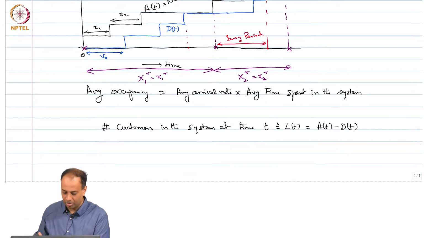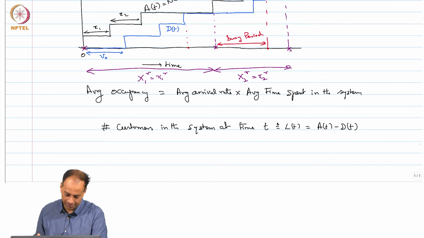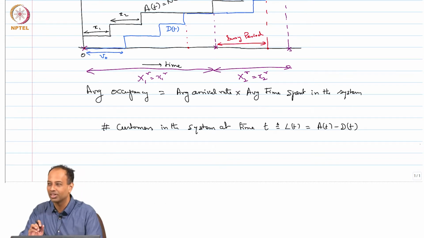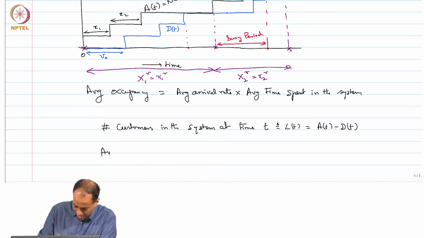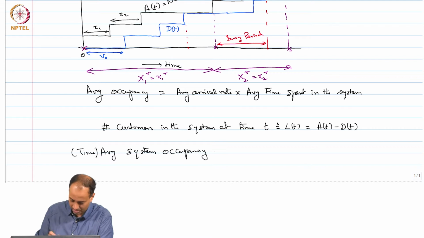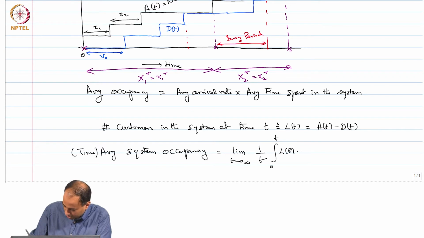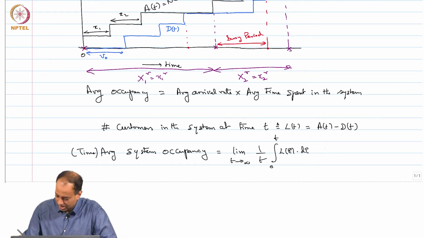So, what is the average occupancy of the system? Now, the question is, are you talking about ensemble averages or time averages? You would expect that if the Q is ergodic, it should not matter, but since we have studied time average rewards so far, we will look at time average occupancy. So, the time average system occupancy is equal to limit t tends to infinity 1 over t integral 0 to t L of tau d tau. Now, the question is, does this even exist?